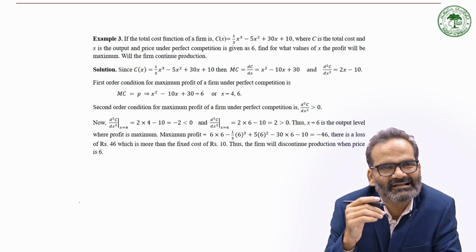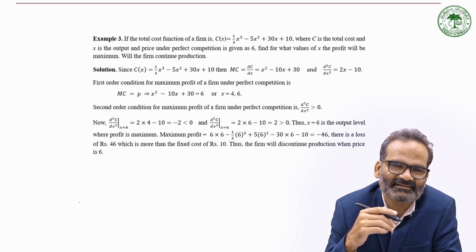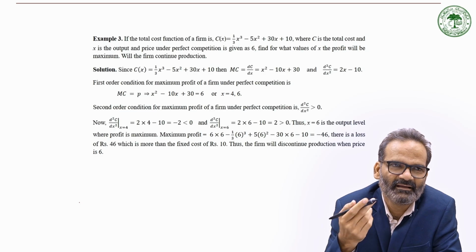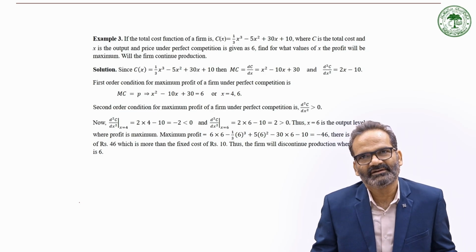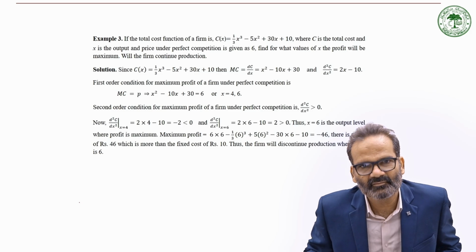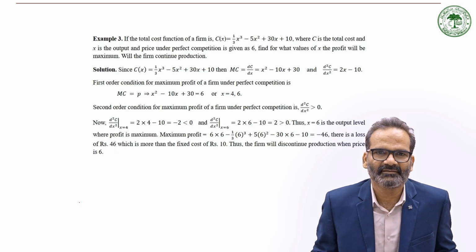Naturally, the firm will continue the production if the profit is maximum. Naturally, every firm wants to try to maximize the profit, and if the profit of a firm is maximum, then the production of the firm remains continued, right?